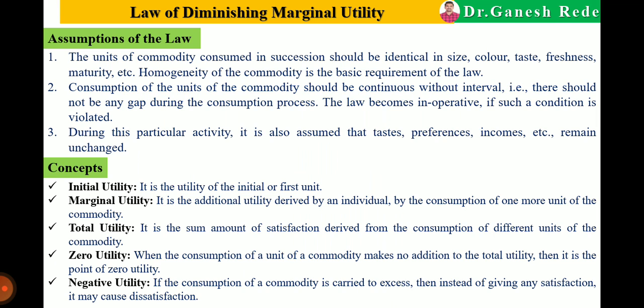That commodity must be the same in size, the same in color, the same in taste, the same in freshness, even the same in maturity. So homogeneity is the basic requirement of the law of diminishing marginal utility.